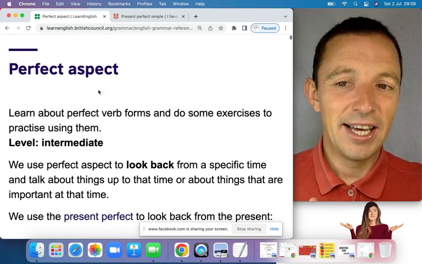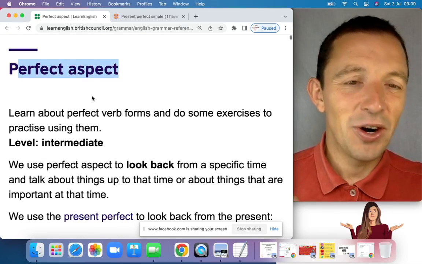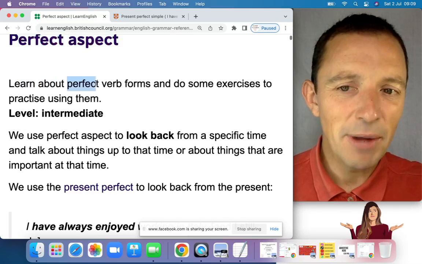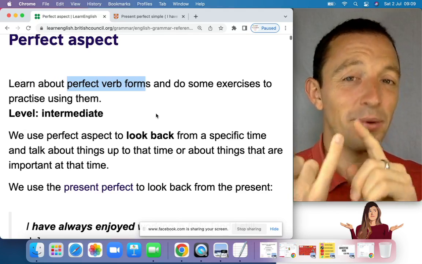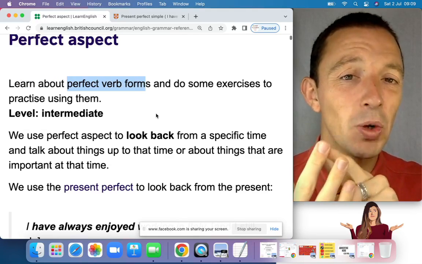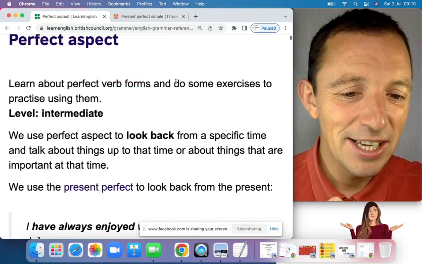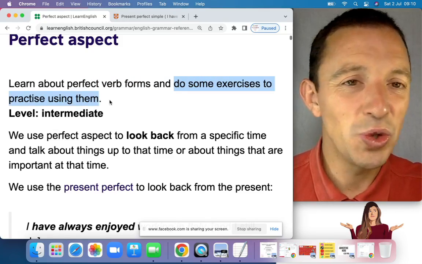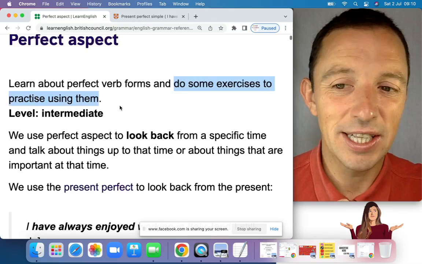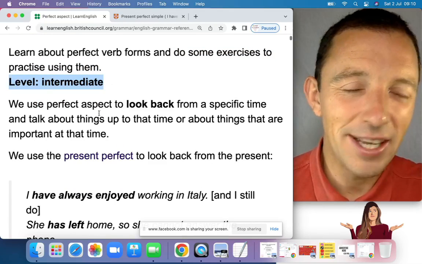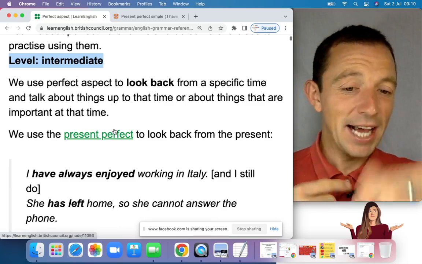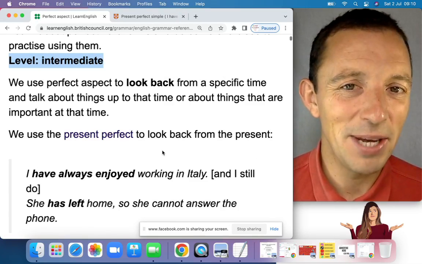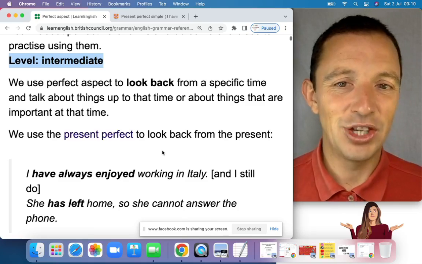So let's begin. The present aspect or the present tense. Learn about the perfect verb forms: present perfect, past perfect, modal plus perfect, and do some activities to practice using them. We begin with level intermediate. My explanation is probably level beginner. So let's move to level intermediate from the page.